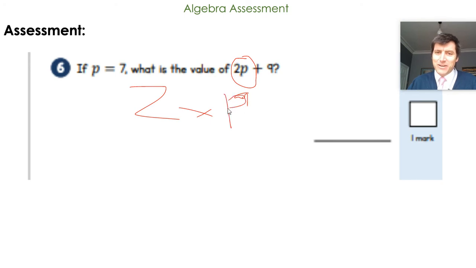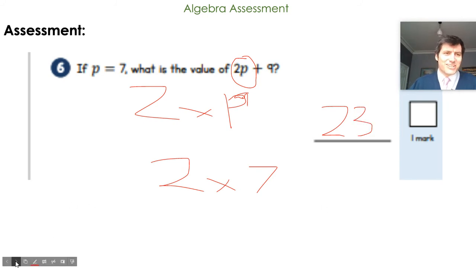My computer's not being my friend. Now, 2 times p is the same as 2 times 7, which is, Annalie, yeah, 14. So 14 plus 9 is 23. That's a nice 3, isn't it? Well, Mr. Spring, lovely presentation. On to the next one.